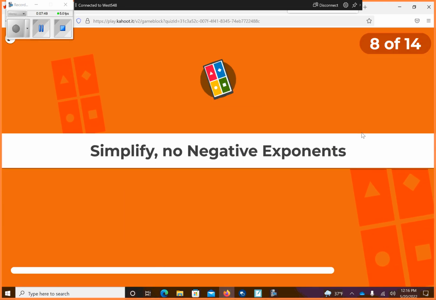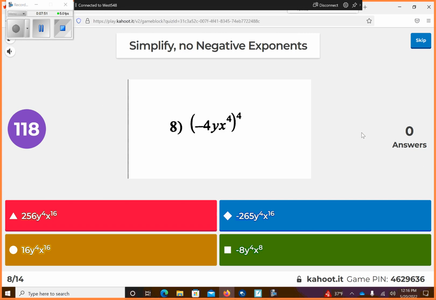Problem number 8. Remember, this negative 4 to the 4th is going to make this a positive. So 4 to the 4th is 16 times 16, and 16 times 16 is, cursor's on it. So on that one, negative 4 to the 4th is negative 4 times negative 4 times negative 4 times negative 4, which is 256. Y to the 4th, x to the 16th.